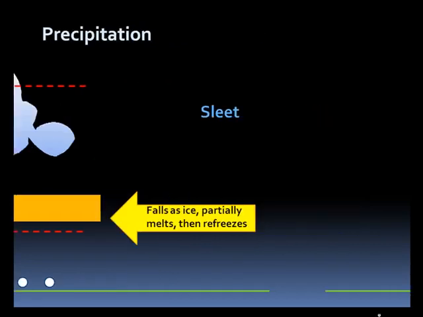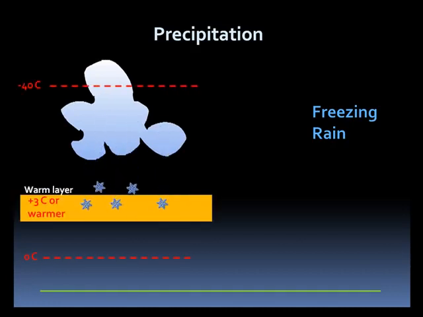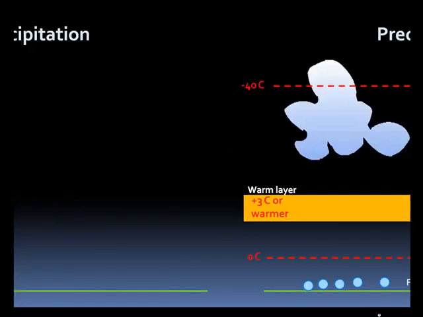This results in sleet. Freezing rain is very similar to sleet, falling as ice crystals into a warm layer. However, this warm layer is 3 degrees Celsius or greater, which results in complete melting. Now rain, they fall to the surface where it is below freezing. Thus, the liquid freezes on contact, resulting in freezing rain.